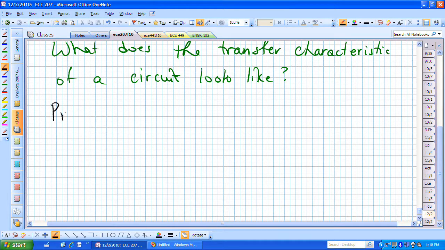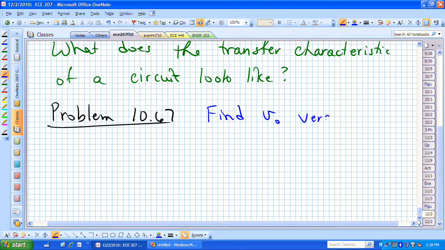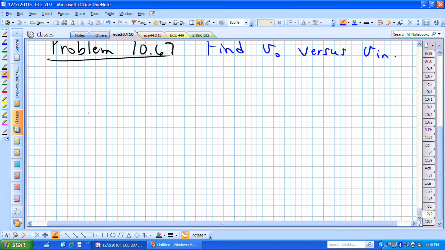To examine that for a particular circuit, let's look at problem 67 in chapter 10. With this particular problem, they want us to find the output voltage VO versus the input voltage VIN. Here is our schematic. We have our input voltage, which can be adjusted. It's variable, and they're telling us what particular range to allow that to vary through.